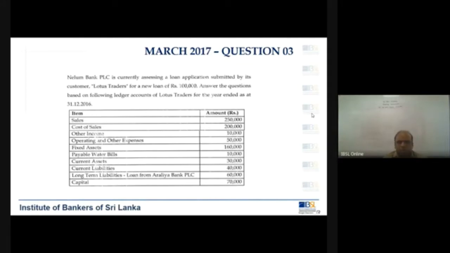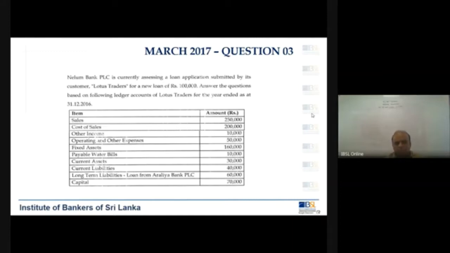So here we are looking at an application received from Lotus Traders for a new loan of 100,000. So they are applying for a loan of 100,000. Answer the questions based on the following ledger accounts of Lotus Traders for the year ended as at 31/12/2016. So what the bank will do, bank will ask for financial statements. But this company has not given financial statements. They have just given some account balances taken from their ledger accounts. Okay. So see what are the balances that they have given.